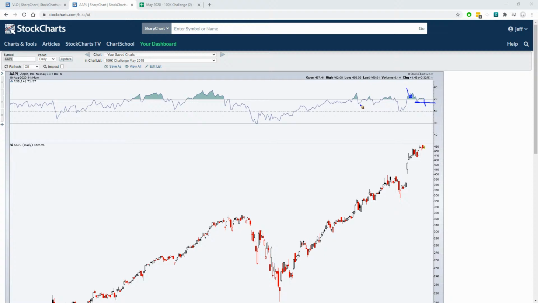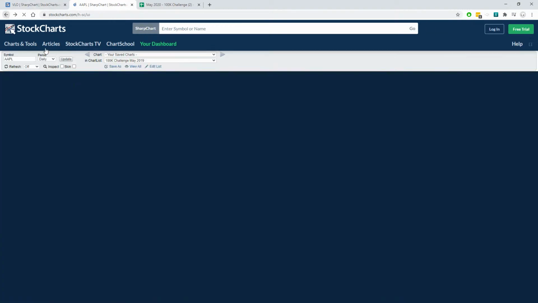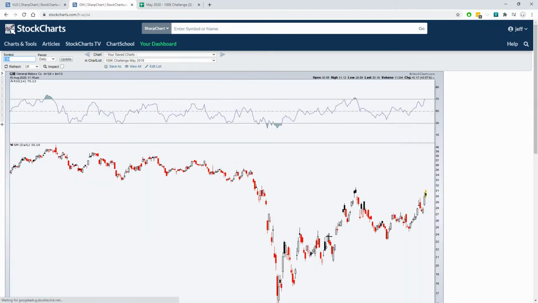Can you get whipsawed on these suckers? Yeah, you can. Apple did a failure swing reversal right here around earnings, so you do have to be careful of that. But we have a failure swing setting up here, or possibly setting up here when it comes to Apple. Now we do see the opposite happen, where failure swings can be bullish, to the upside. Let's take something like General Motors, and you can see the RSI oversold right here.